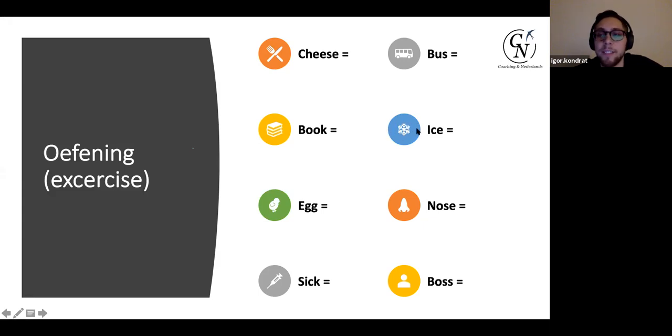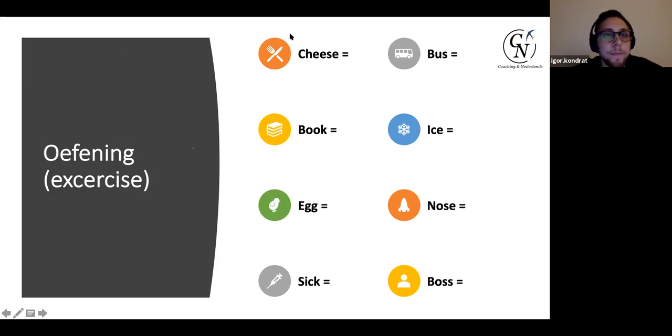And how is ijs in Dutch? Ijs. Yeah, exactly. Ijs. It's also ice cream. Ik eet ijs. I eat ice. Ijs is lekker. Ice is tasty. Yeah, it's similar. Yeah, exactly. I put a capital letter in it.